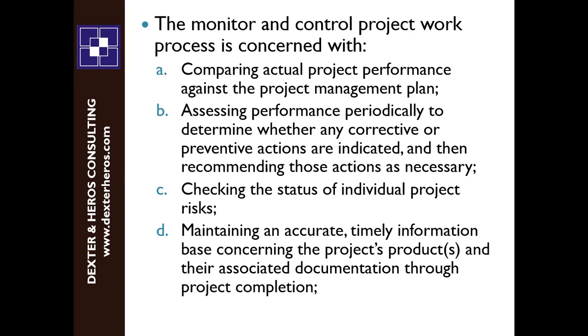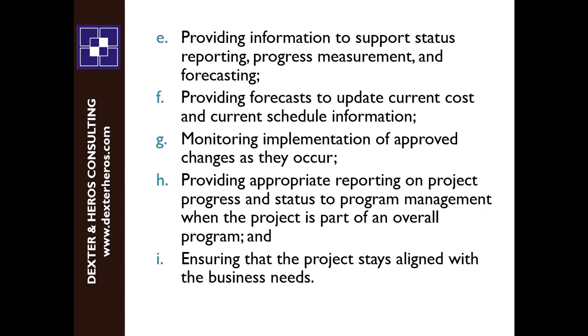And D is telling us that during controlling, you need to maintain an information base about your project results. So you keep constant information, and this is the information that you need to communicate from time to time to your stakeholders. I think I just explained D. E is telling us that you report progress. Your progress of work should be intact.